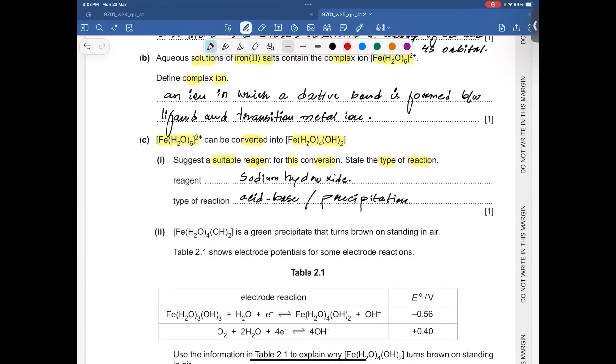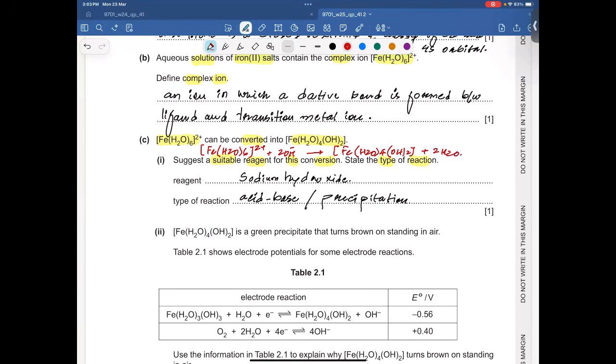Let me give you an equation here. This is Fe(H2O)6 2+. So obviously I'm going to use a few drops of sodium hydroxide, so I'm writing 2 OH negative ions. An acid-base reaction takes place. The complex compound is formed along with 2 moles of water.